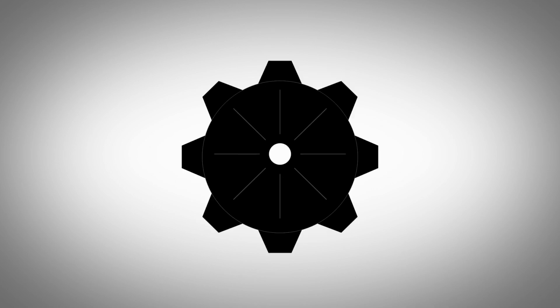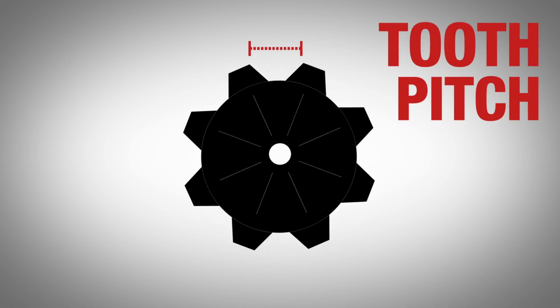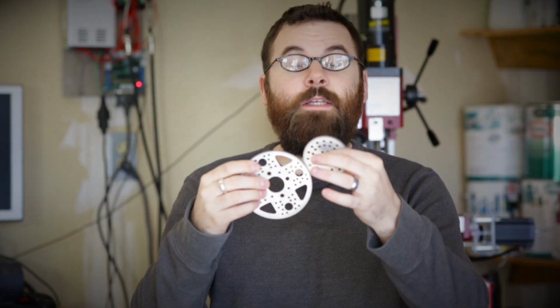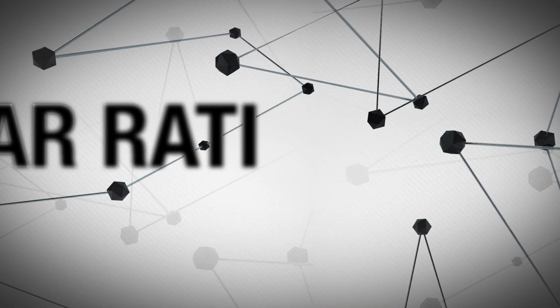The next thing you need to know about gears is the tooth pitch. The pitch is the distance in between the teeth or the cogs, and this will tell you what gears this will mate up with. So if this has the same pitch as this gear, they will mate up perfectly fine. If they have a different pitch, they will not work together.